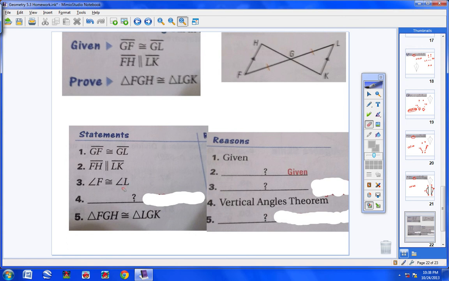How do I know that for sure? Take a look at it. Angle F is congruent to angle L. That's the reason we're going to write over here. How do I know that angle F is congruent to angle L? Well, let me show you how we know that. Okay, watch. See this arrow? That means this line here is parallel to this line here. Do you see it? And now see this line right here? That's called a transversal. Okay? So there we go. Now, remember what we learned about parallel lines cut by a transversal.